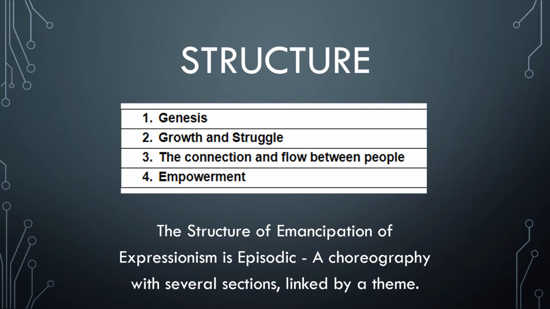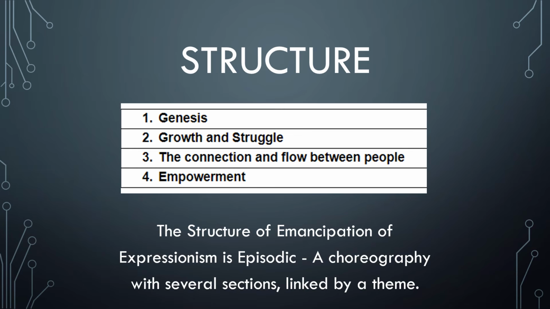Next, the structure. So we can see there 4 sections of EOE. Section number 1 is called Genesis. Section number 2 is called Growth and Struggle. Section number 3 is the connection and flow between people. And section number 4 is called Empowerment. Now you don't need to write any of this down. I've just screenshotted that directly from the work booklet. So just have that in front of you.